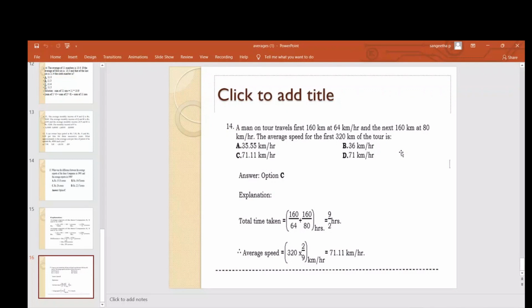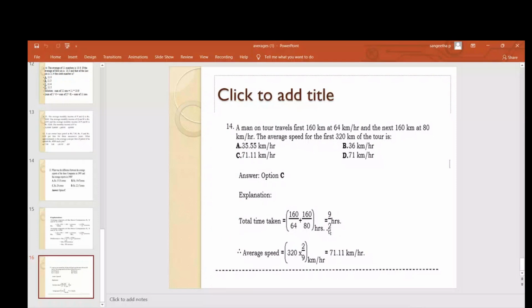Explanation. We know total time taken is needed. In the first half he travels 160 kilometers at 64 kilometers per hour speed, so 160 divided by 64. The second half is also 160, but the speed is different, 80 kilometers per hour. So 160 by 80. Simplifying, the first 320 kilometers takes 9 by 2 hours.